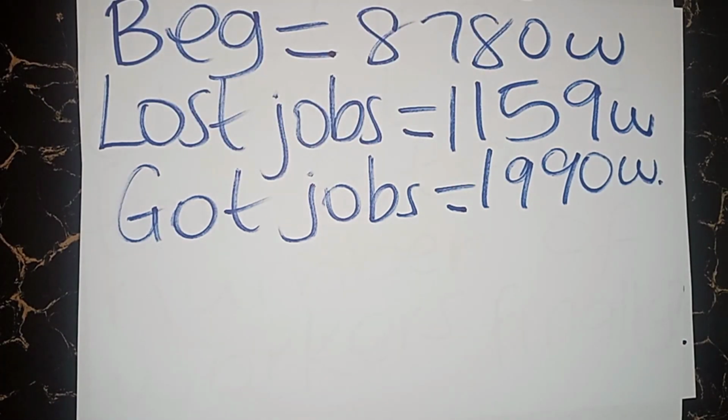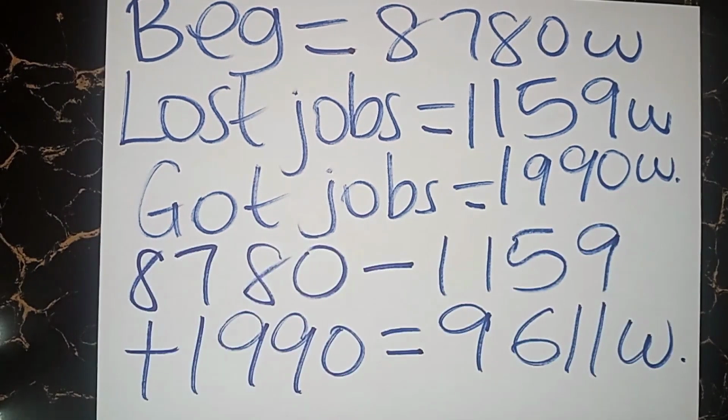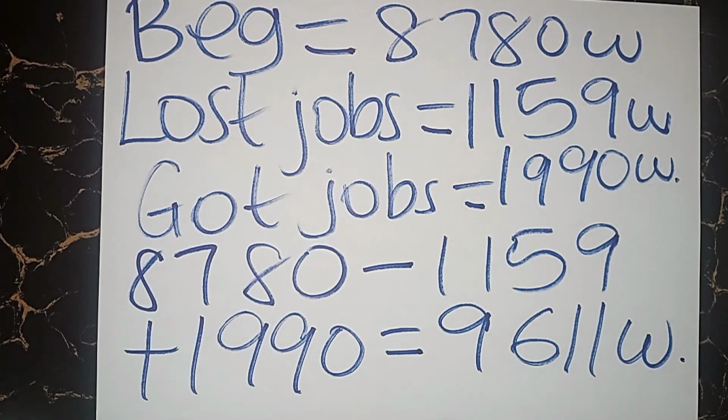From the total number of workers that were there at the beginning, we'll subtract the guys that lost jobs and we'll add the ones that got jobs. So when you do the math, you get 9,611 workers. So it was 9,611 workers that made it to the end after all the laying off and recruiting. So that was quite easy, right?